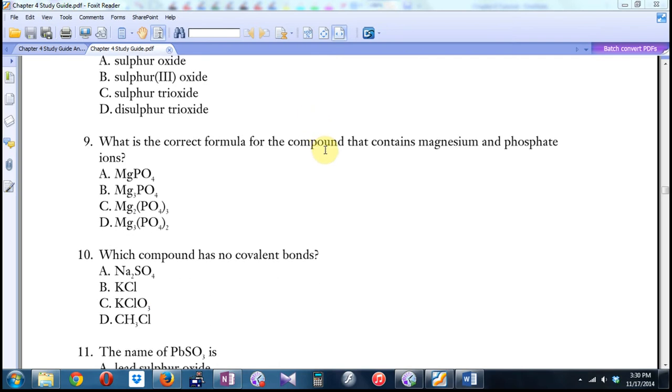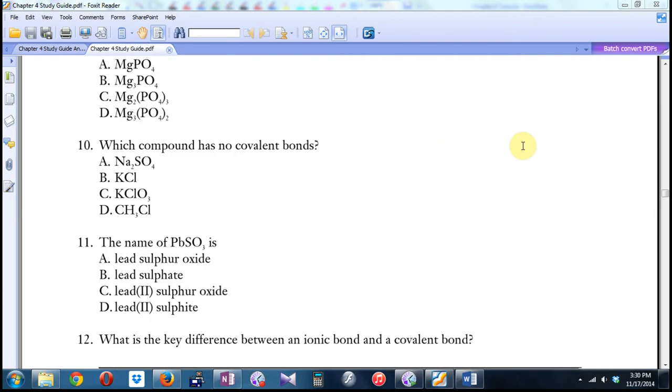Certainly something like number 9, what's the correct formula for the compound that has magnesium and phosphate? I expect you to be able to write a compound by crisscrossing. 10, which compound has no covalent bonds? Which one has only ionic bonds? Sorry? B, and the reason is the polyatomic ions, although they bond ionically with the metals, they're formed covalently.